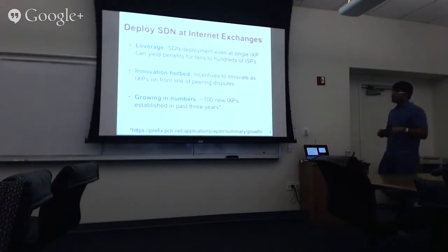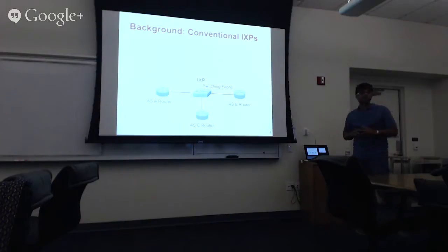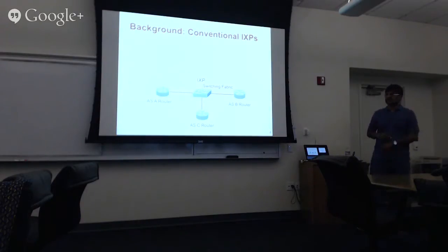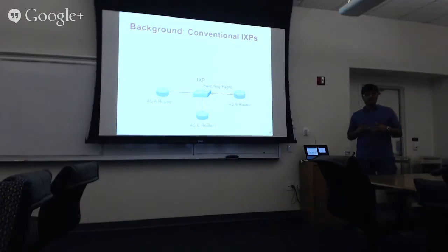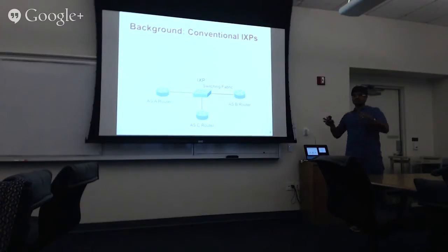So before I talk about what SDX is, let me give you a brief background about what a conventional exchange point looks like. The typical conventional exchange point has a layer 2 switching fabric. There are multiple participants, different autonomous systems, in place.